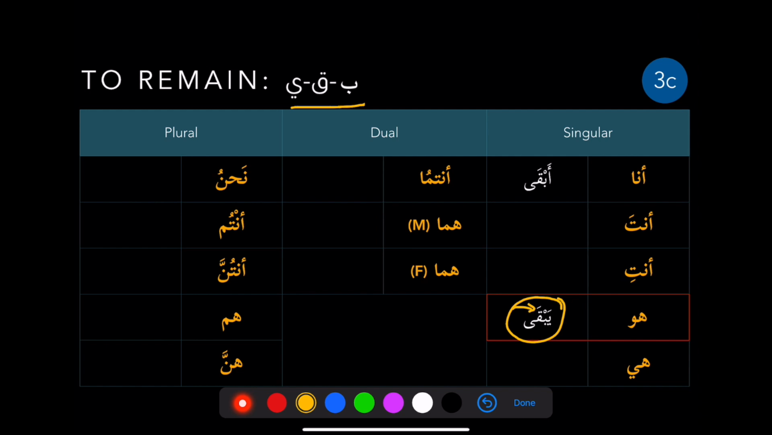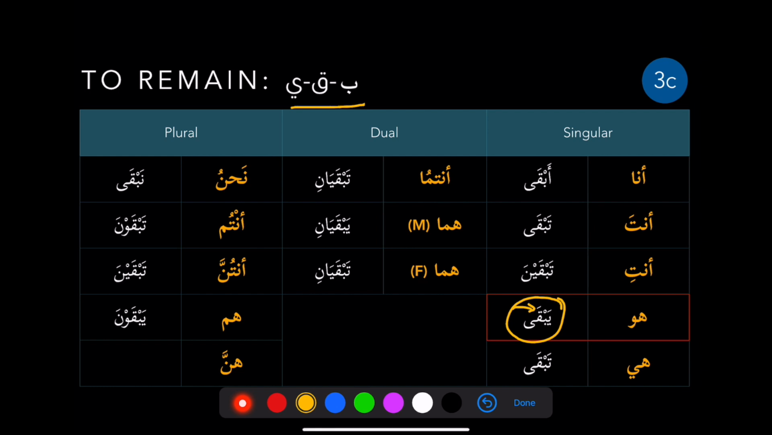أنا أبقى, أنت تبقى, أنت تبقين, هو يبقى, هي تبقى, أنتما تبقيان. هما masculine يبقيان. هما feminine تبقيان. نحن نبقى. أنتم تبقون. أنتن تبقين. هم يبقون. هن يبقين.